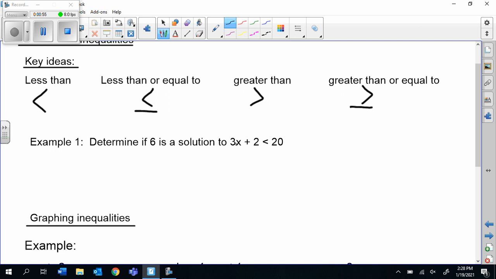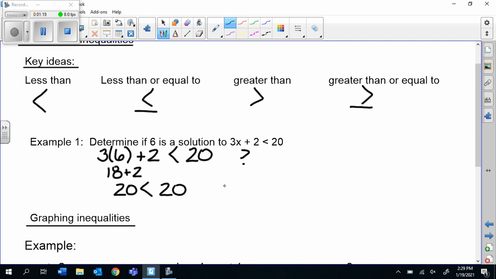So number one, determine if x is a solution. We're going to plug 6 into x. So 3 times 6 plus 2. Is that less than 20? That is the question. And so 3 times 6 is 18. 18 plus 2 is 20. Is 20 less than itself? No, it is not a solution. If, big if, this was like this, then the answer would be yes. But since there isn't that little red line right there, then the answer is no.